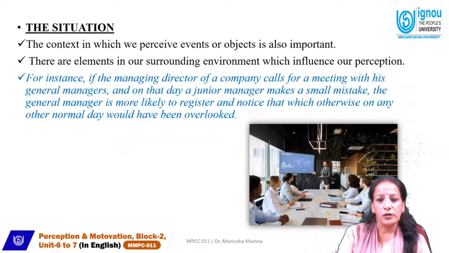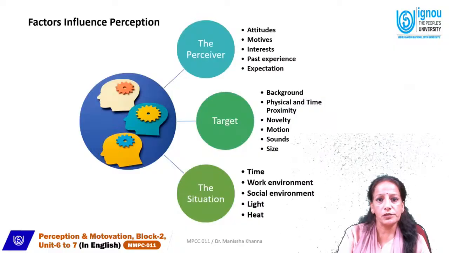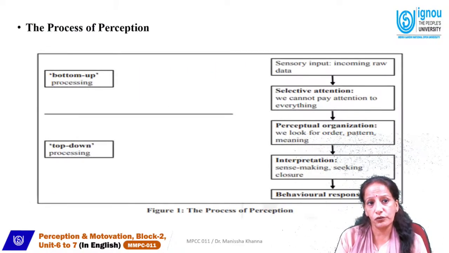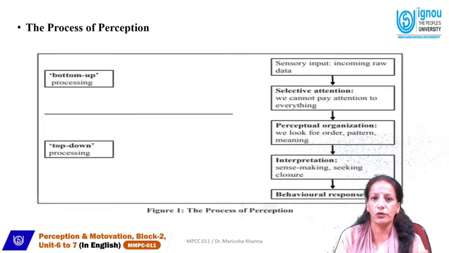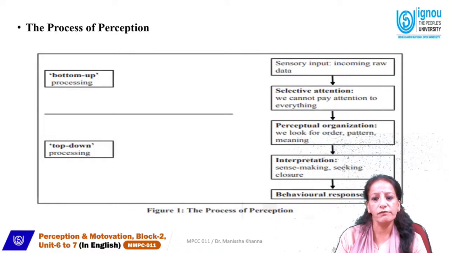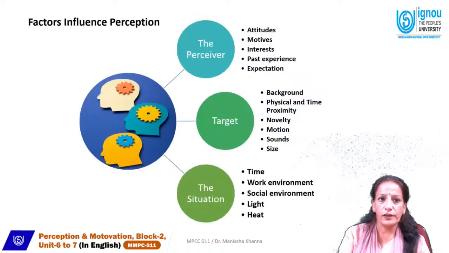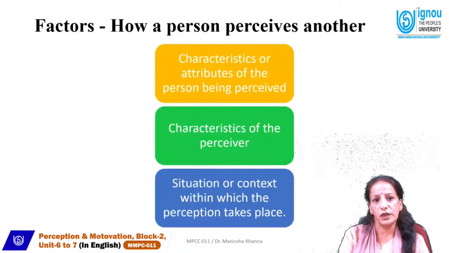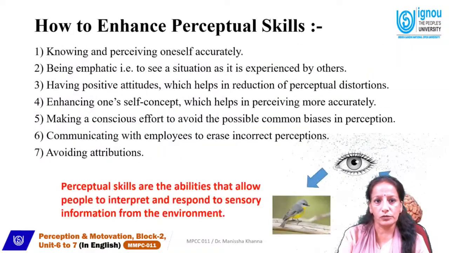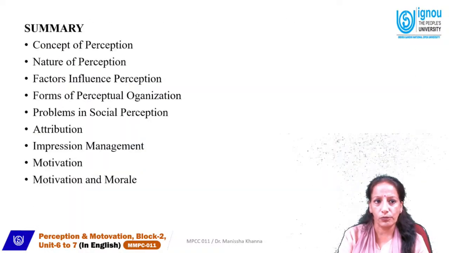The first step is all about the selection of attention, where we are paying attention, we are selecting what information, what stimuli, is coming to us. We select that pattern, we recognize that pattern, then we organize, and finally we interpret. So finally we have done perception and attribution overall, and I hope I was able to make all these topics clear to you.